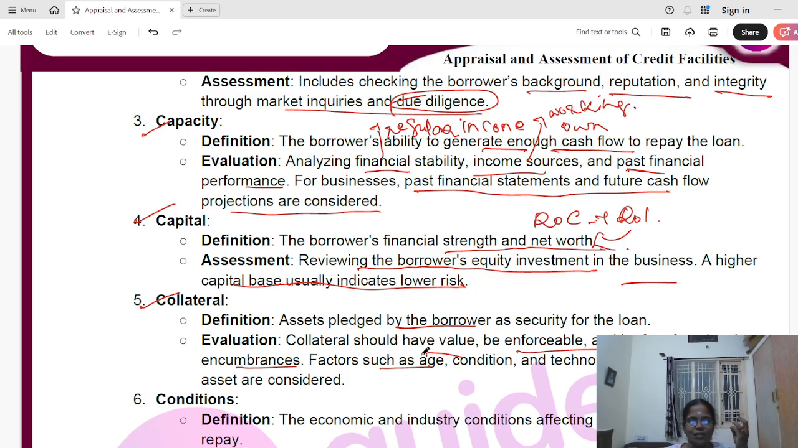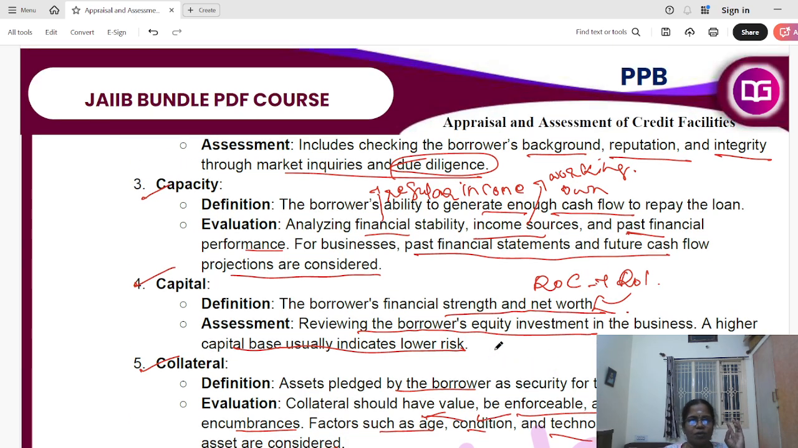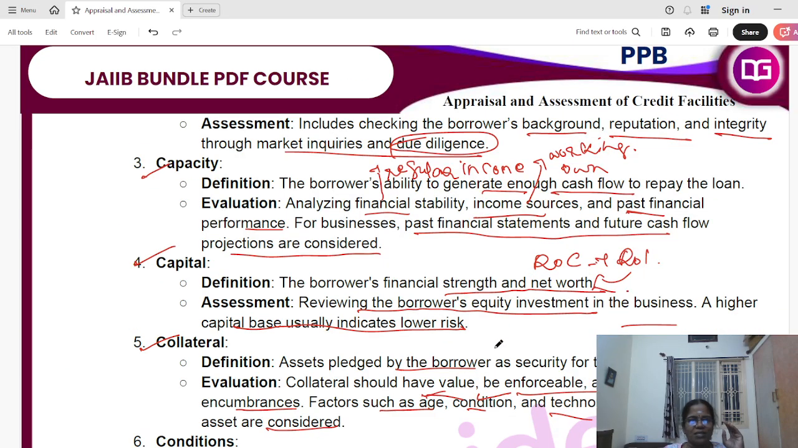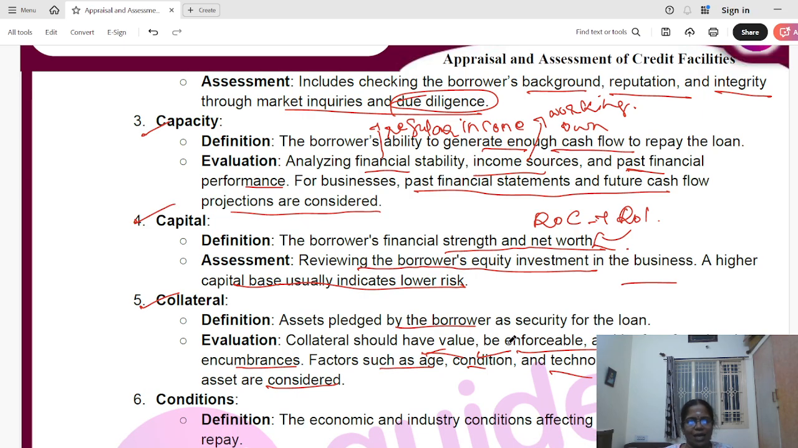Factors such as age are important. What is the condition of that particular property? Technological relevance of the assets. What is the age of that particular property? What are all the conditions? What are the technological relevances in that collateral? Everything should be taken into account. So here we have discussed credit worthiness, character, capacity, capital, collateral, and then conditions.